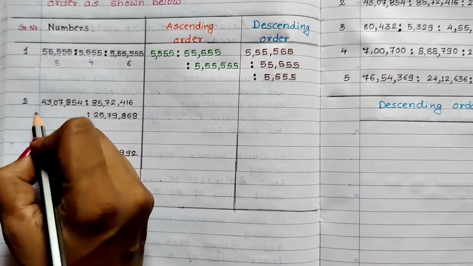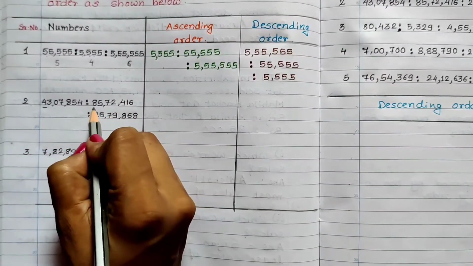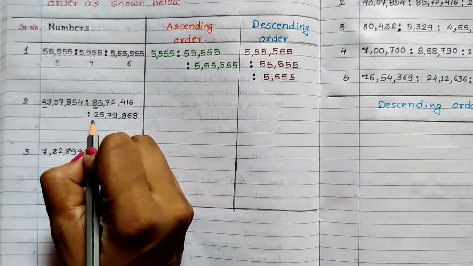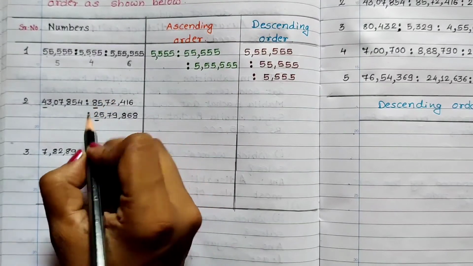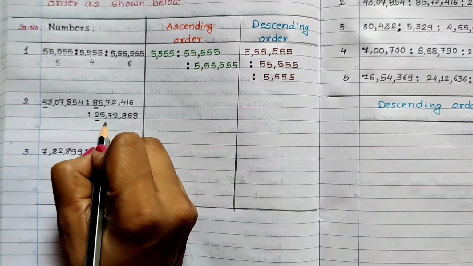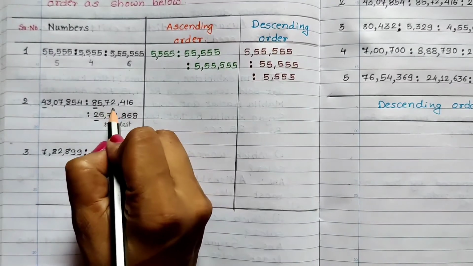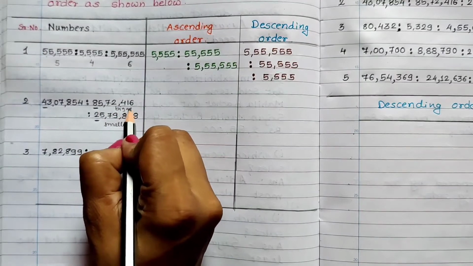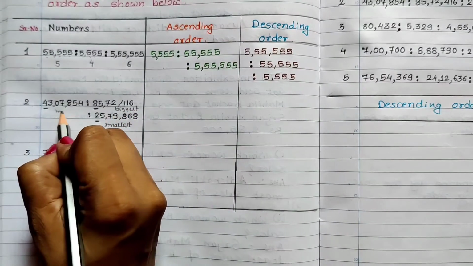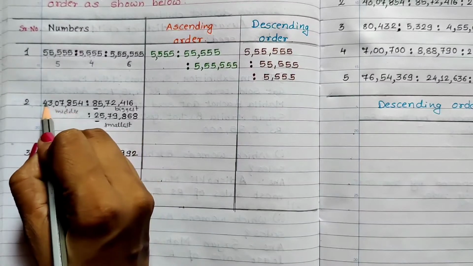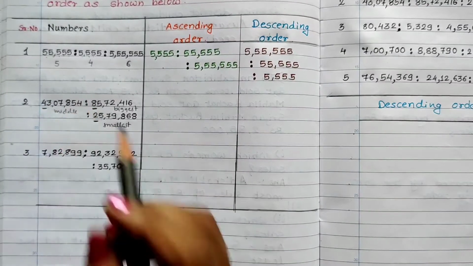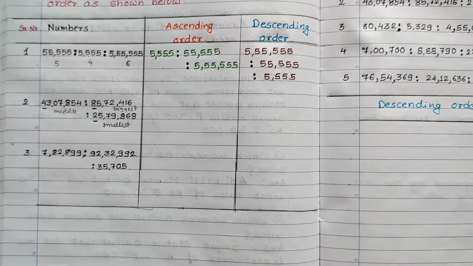So the first digit in the first number is 4. First digit in the second number is 8, and first digit in the third number is 2. So 2 is the smallest digit, so we write here smallest. Then 8 is the biggest. So this one will be the middle. Correct? So in this way you can start comparing from the first digit, then if the first digit is same, you can go to the second digit. If the second digit is same, then you can go to the third digit, and so on. In this way you can compare.